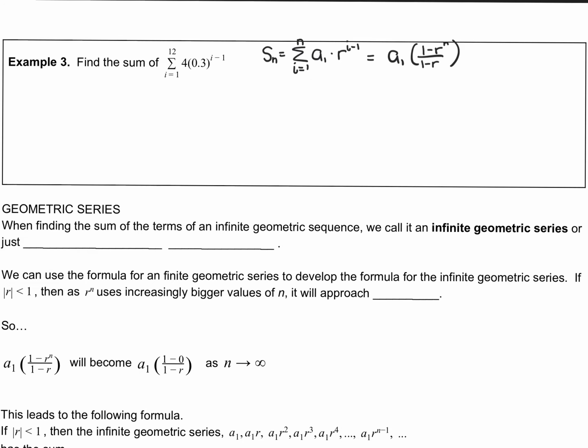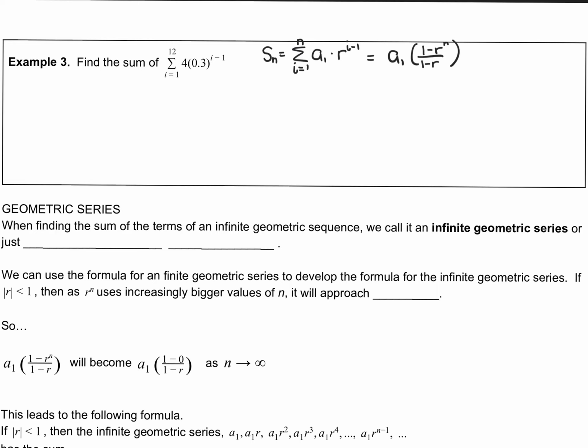I don't want you to get thrown off by the fact that you see an i instead of an n in this formula. It's just a different variable. It's no big deal. We can use any variable we want there. But what's important is that we can use this formula. So let's actually connect this to what we're seeing.